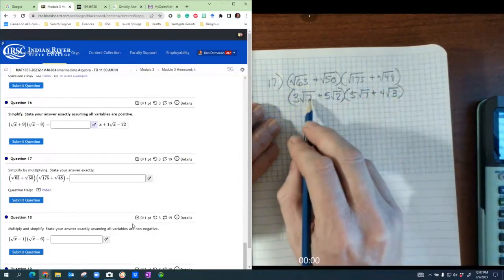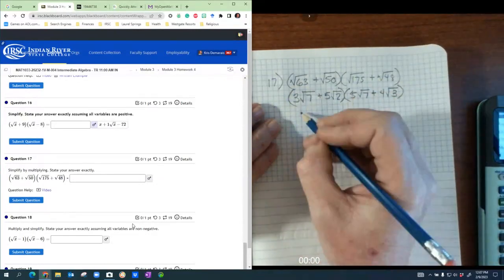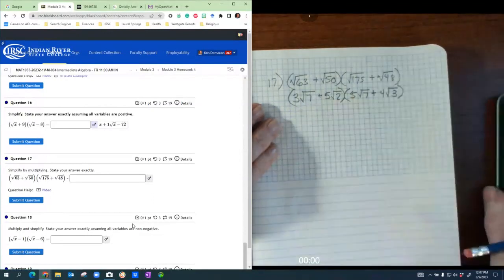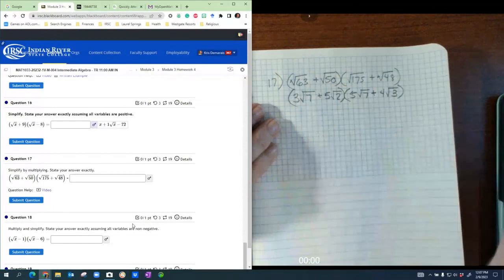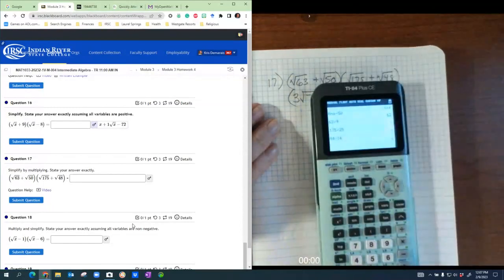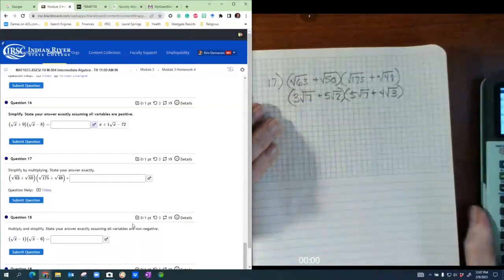So now I go ahead and multiply this out. This is going to be 15 times 7, right? 3 times 5 is 15. And then you have radical 7 times radical 7 is just 7. So it's 15 times 7, and that gives me 105.